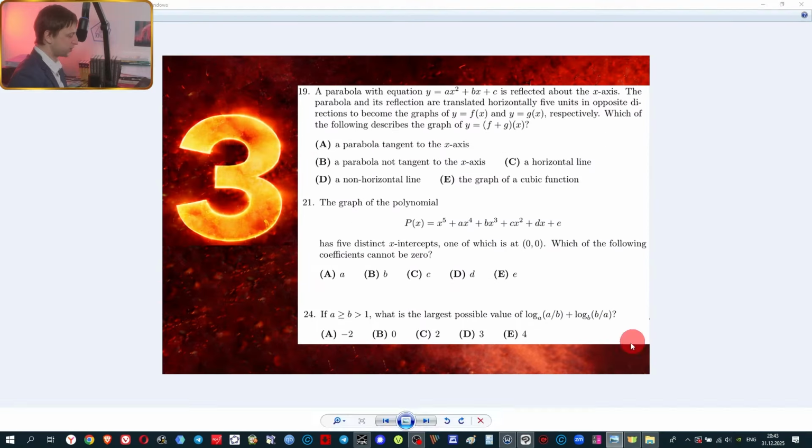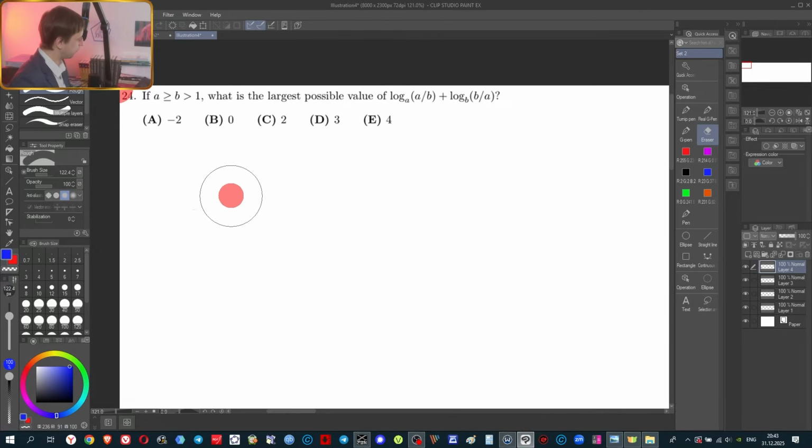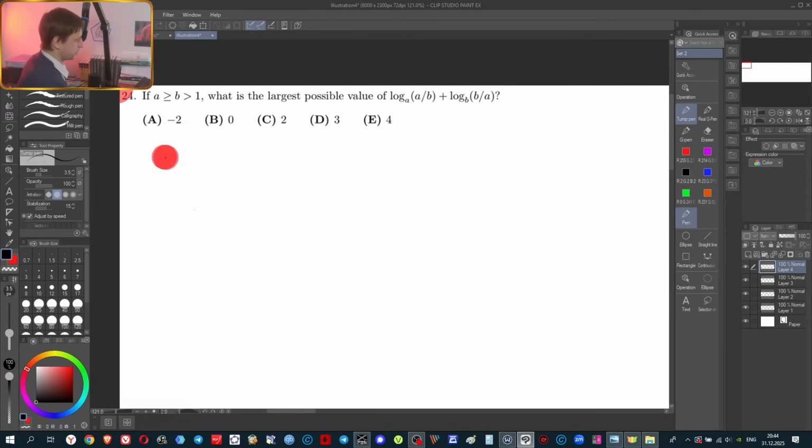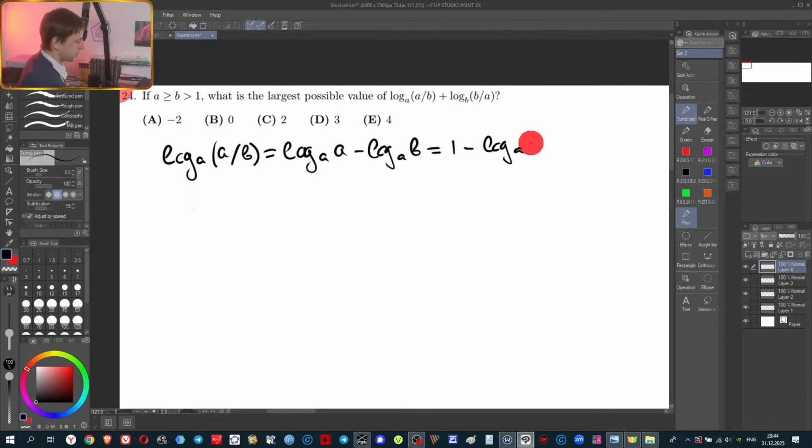We need to find the largest possible value of this expression. Obviously, if you have worked with logarithms and you see something like this, you should write it as a difference. Log a over b should be represented as log a of a minus log a of b. This one is 1, so 1 minus log a b. Obviously we can work with this one, and with this one we will do the same.